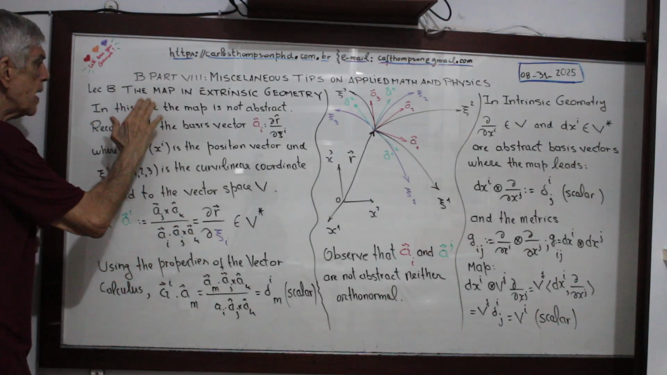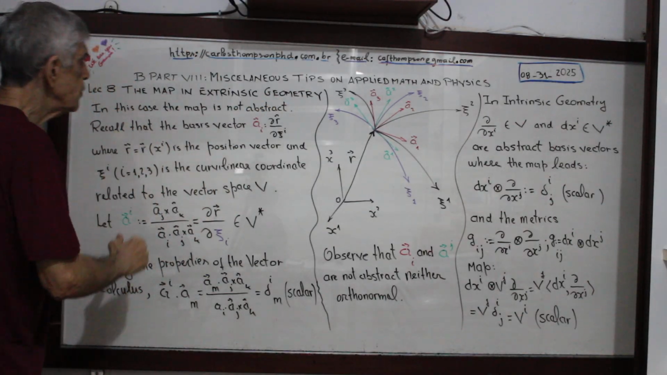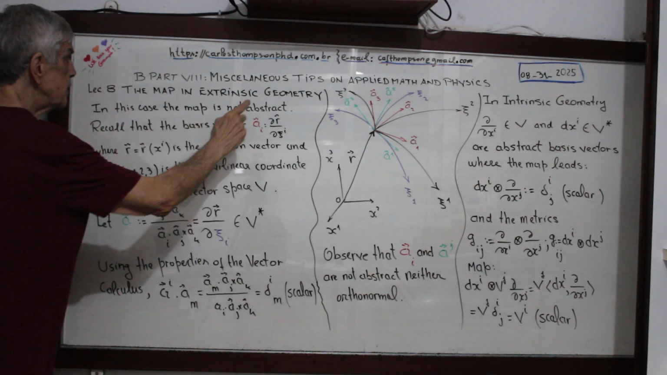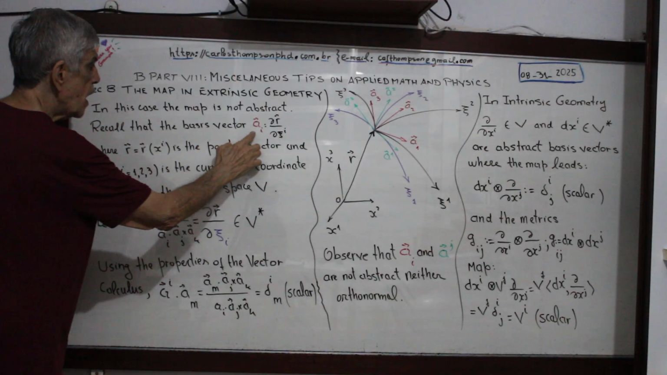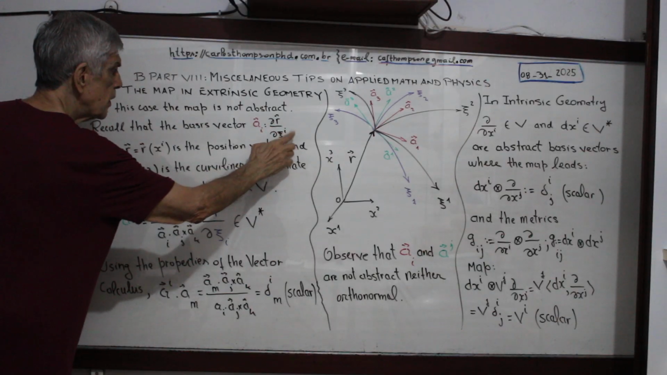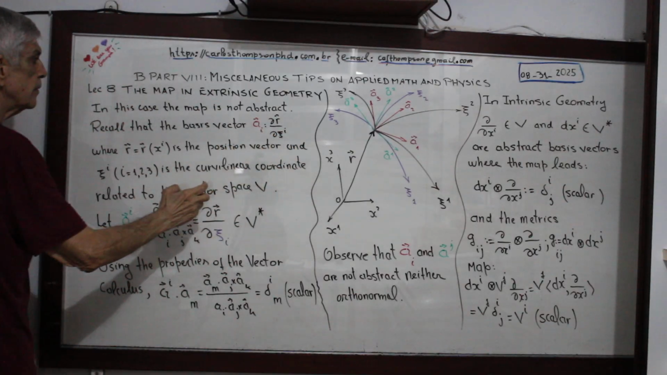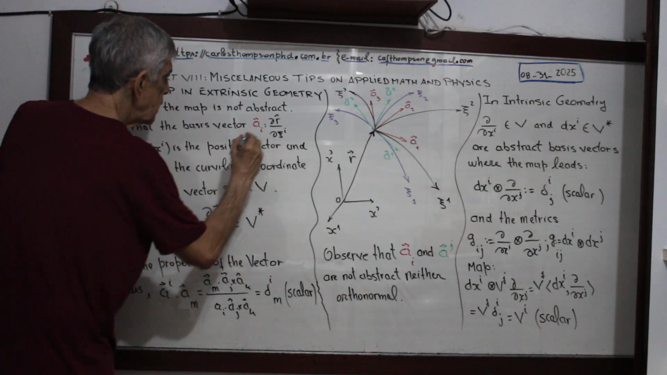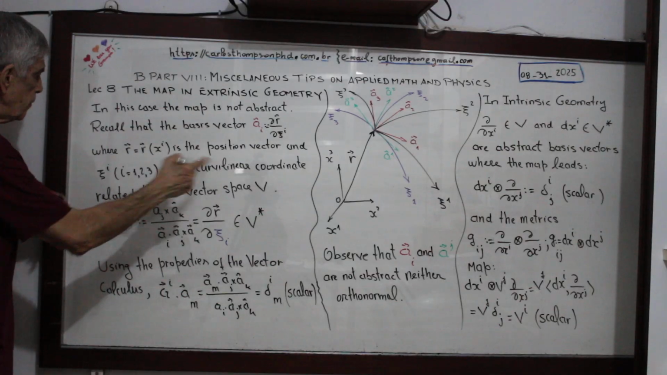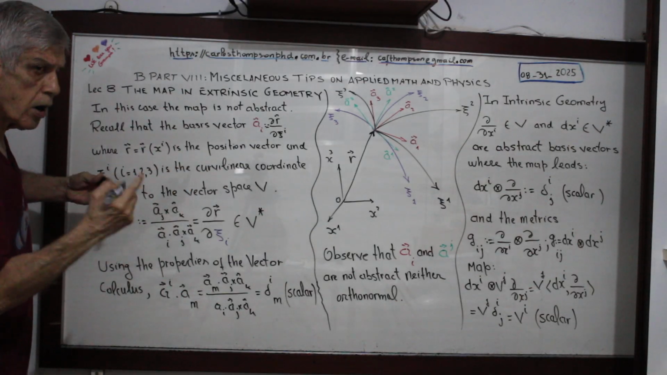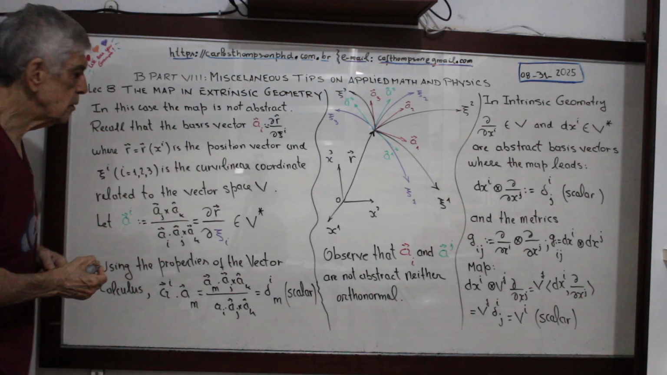So, lecture 8, the map in extrinsic geometry is different from intrinsic geometry. In this case, the map is not abstract. That's important. Recall that the basis vector a sub i equals partial r over partial c^i, where r is the position vector and c^i are the curvilinear coordinates, i equal 1, 2, 3, okay?